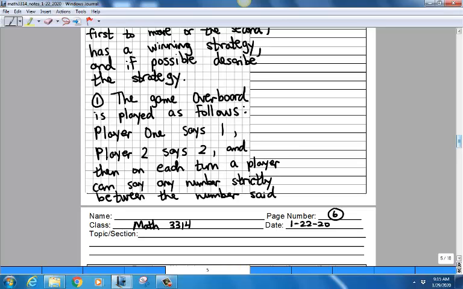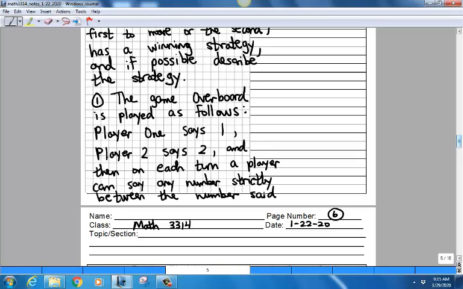Players are going to take turns naming numbers, but there are rules for how they can choose numbers. Player one has to start with 1, so player one has to say 1, and then player two has to say 2. So that's prescribed at the beginning of the game.